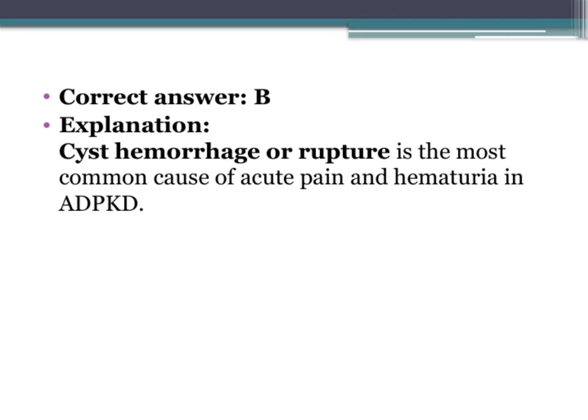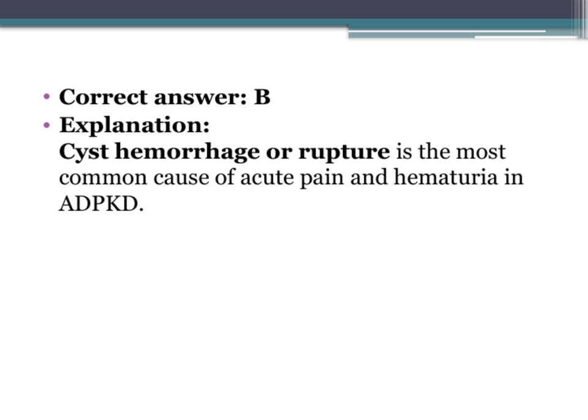The correct answer here is B. Let's talk about why that's the case. In patients with autosomal dominant polycystic kidney disease, or ADPKD, the most common reason for sudden, severe pain and blood in the urine is cyst hemorrhage or rupture. This is a critical point because it helps us understand the typical clinical presentation in these patients.